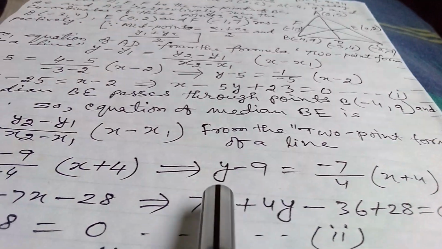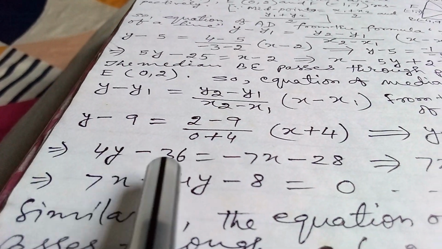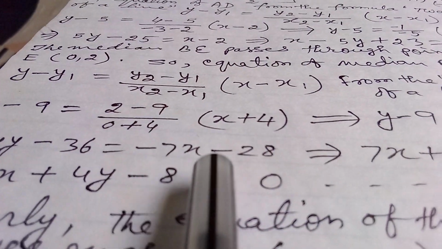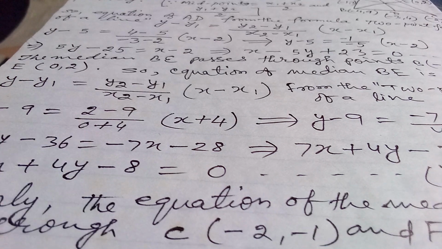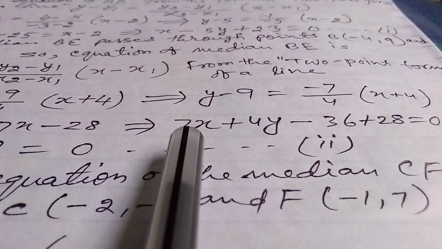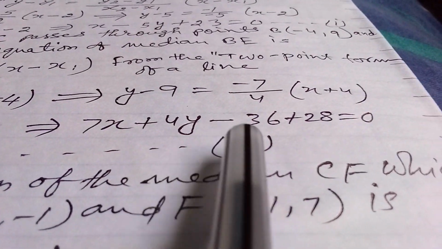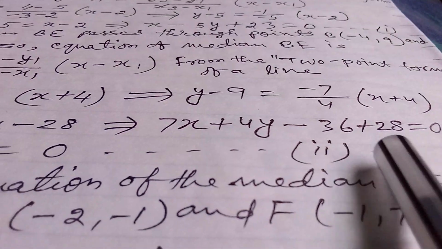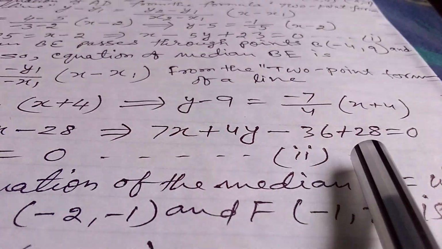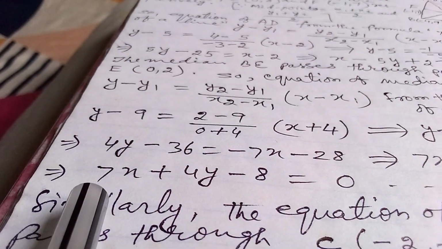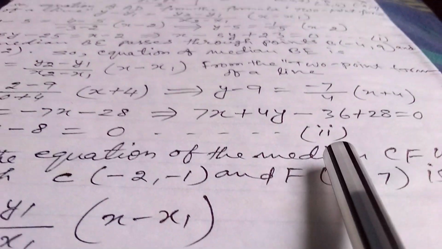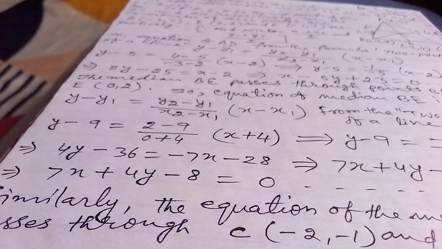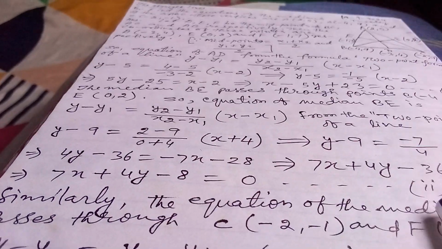Again by crisscross multiplication we get 4y minus 36 equals minus 7x plus 28. And this minus 7x plus 28 is brought to the left side. And then we get here 7x plus 4y minus 36 minus 28 equals 0. Minus 36 plus 28 is minus 8. So ultimately we get 7x plus 4y minus 8 equals 0. This is the second equation, and it is the equation of the median BE.